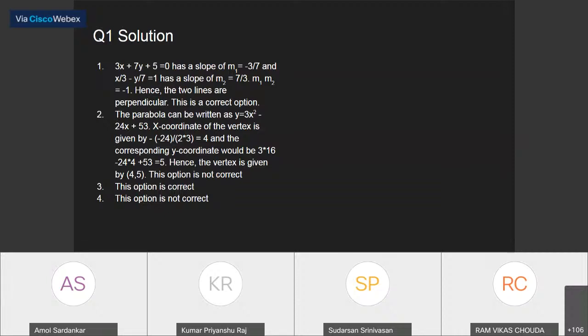So we can see that the slope of the first equation, 3x plus 7y plus 5, we call m1, and the other equation, x by 3 minus y by 7 equal to 1, is written in the intercept form x by a plus y by b equal to 1. There again we can get the slope in a similar way. When we find m1 times m2, the product of the slopes, it is minus 1. So the two lines are perpendicular. This is a correct statement. The first statement is a correct statement.